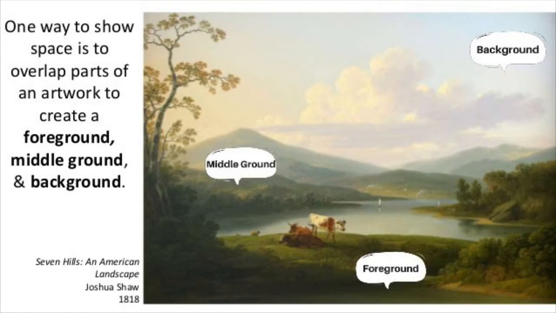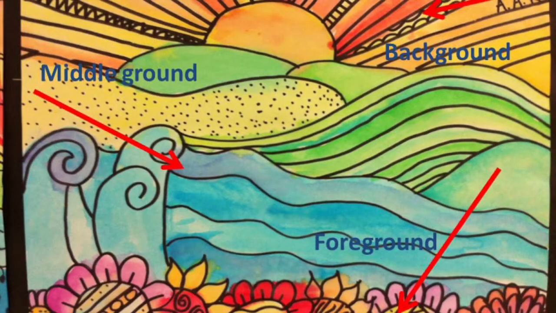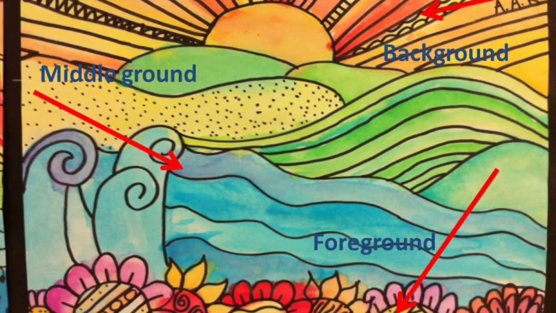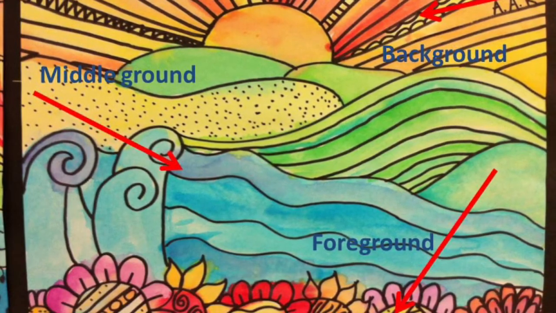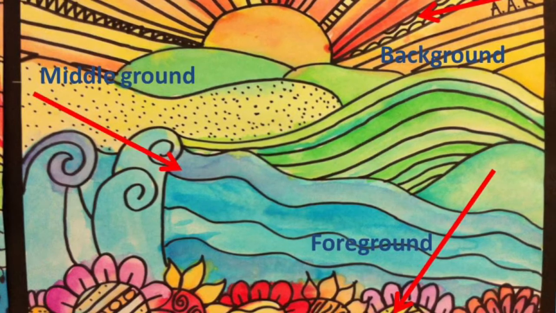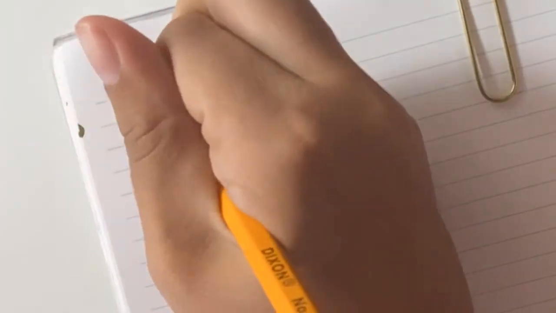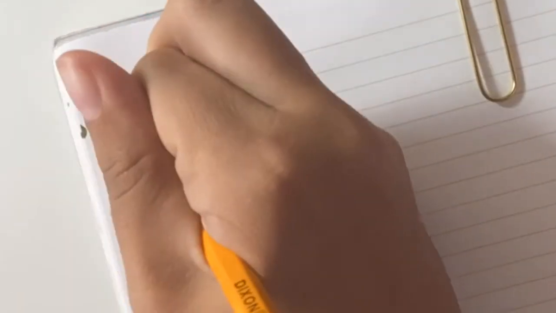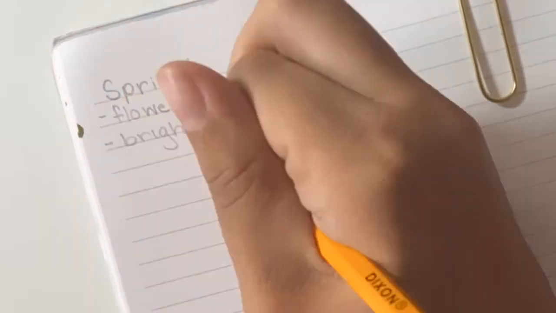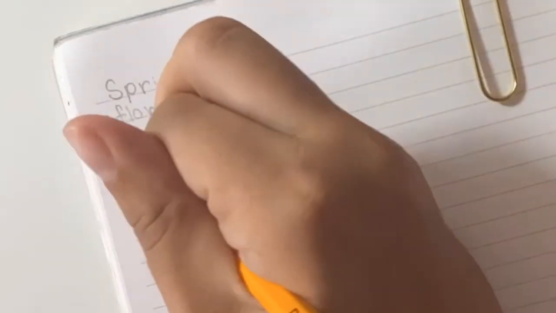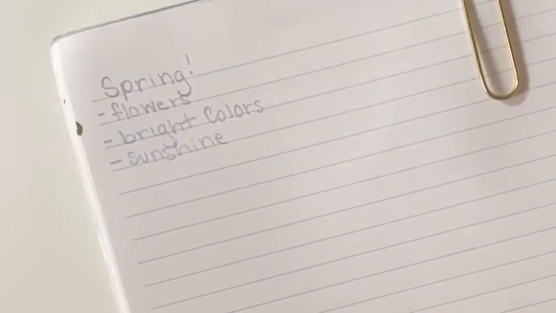The 3 new vocabulary words you'll need to know are background, middle ground, and foreground. You're going to overlap parts of the artwork to create these 3 spaces. I started off by making a list. I was brainstorming things that I definitely wanted to include in my drawing about spring.